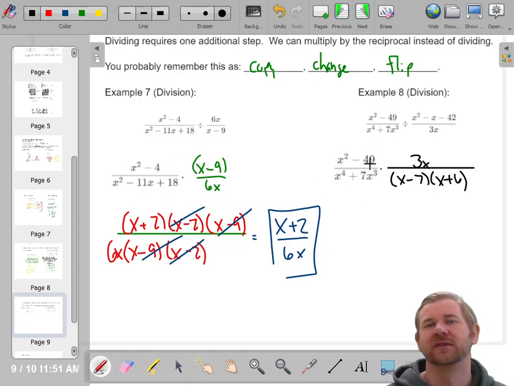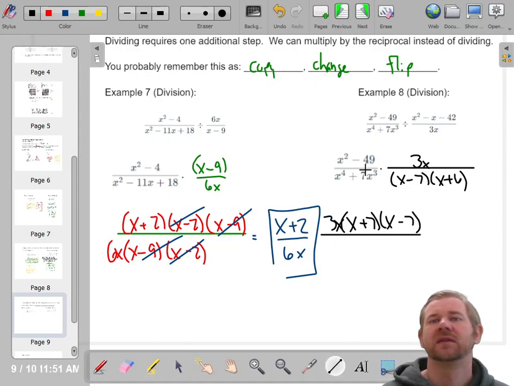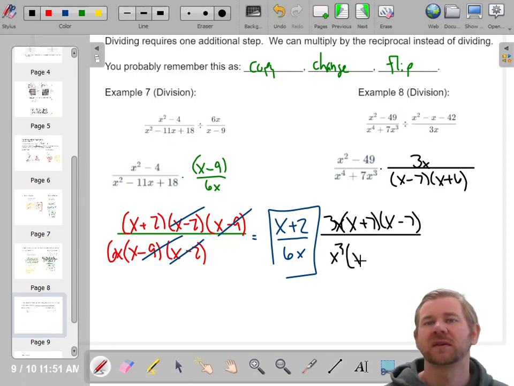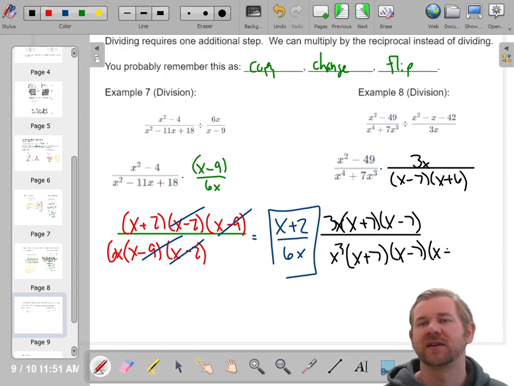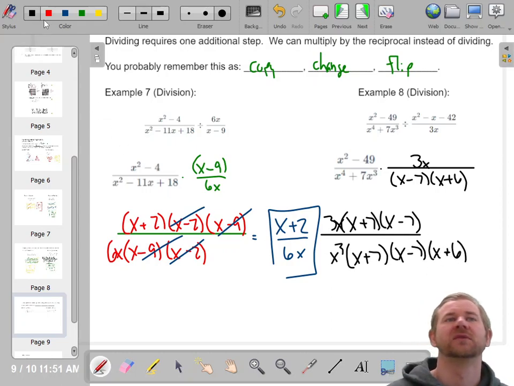Well, I guess I still have to do this part anyway. So that's dots, x plus 7, x minus 7. 3x I'll just keep in the top. GCF here is x cubed, x plus 7, and then I have this x minus 7, x plus 6 that I already factored. So what goes away?